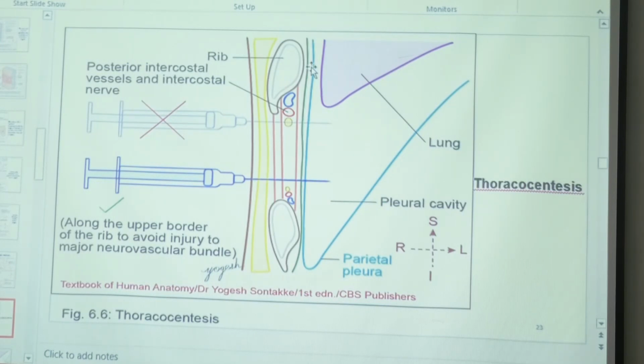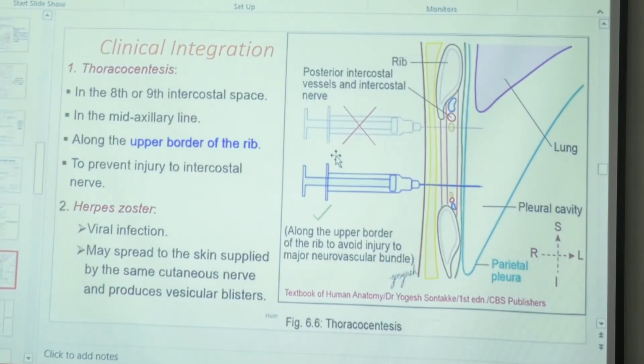Okay, thoracocentesis. This is a clinical aspect. Thoracocentesis is done along the upper border of the rib, and I have told you this in the lecture. It is done along the upper border of the rib to avoid injury to the neurovascular bundle, which is lying within the costal groove. Thoracocentesis is done in the 8th or 9th intercostal space in the mid-axillary line along the upper border of the rib to prevent injury to the intercostal nerve.